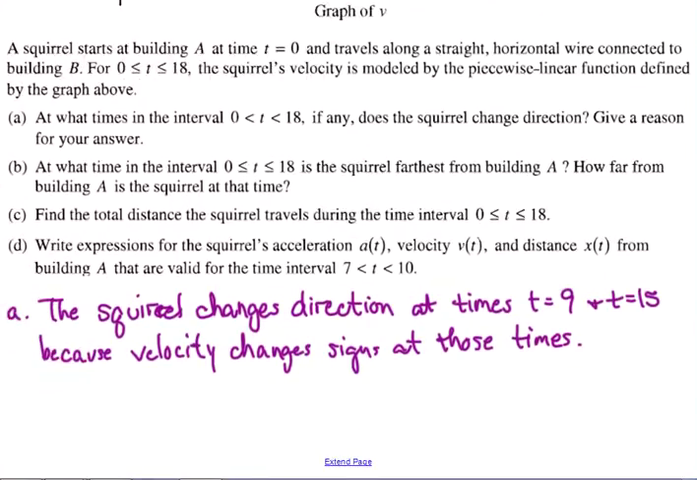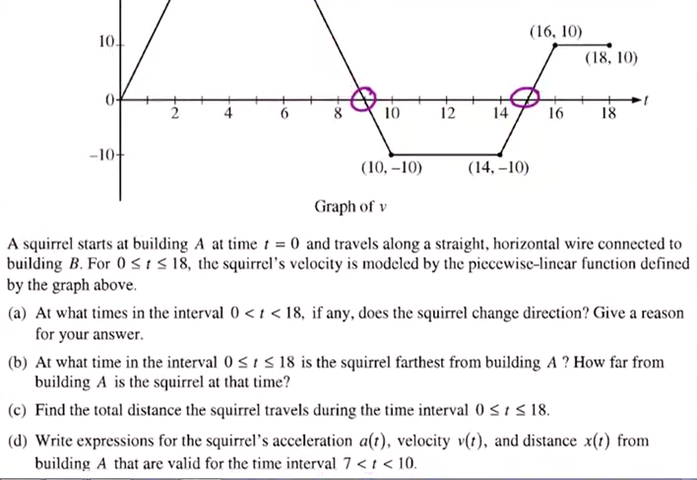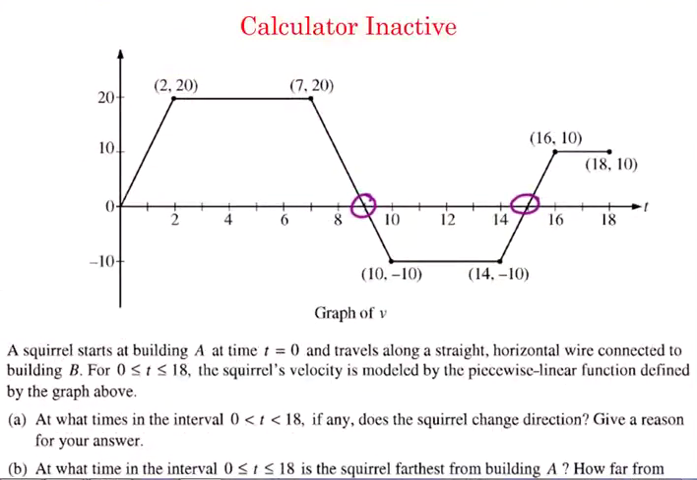All right, let's see here. Part B: at what time in the interval is the squirrel farthest from building A? How far from building A is the squirrel at that time? Okay, so we're looking at velocity. We're talking about how far it is from something, so we're talking about area under the curve.